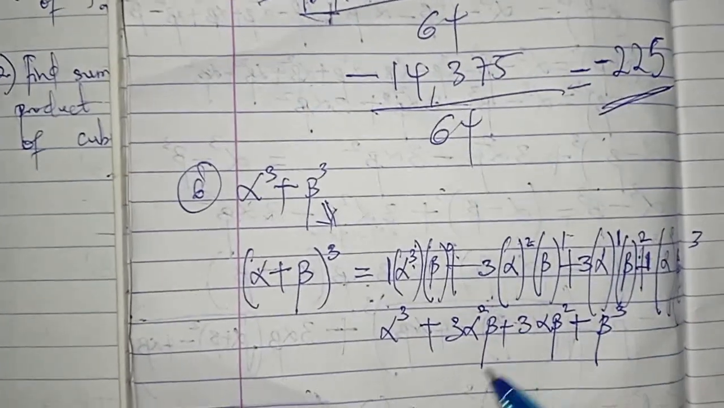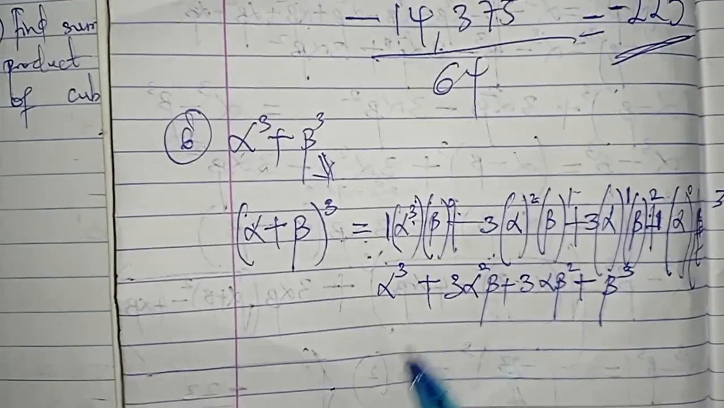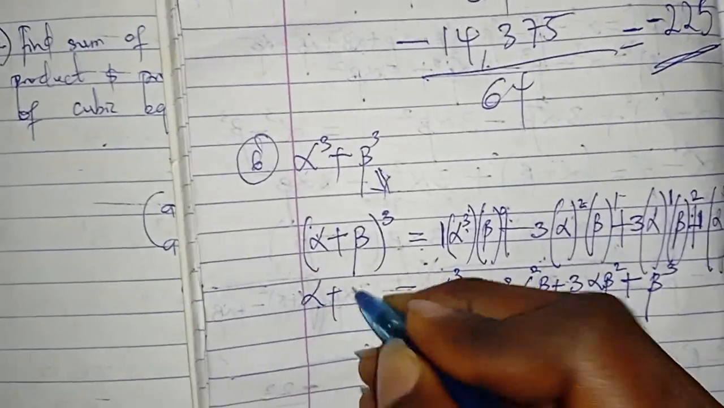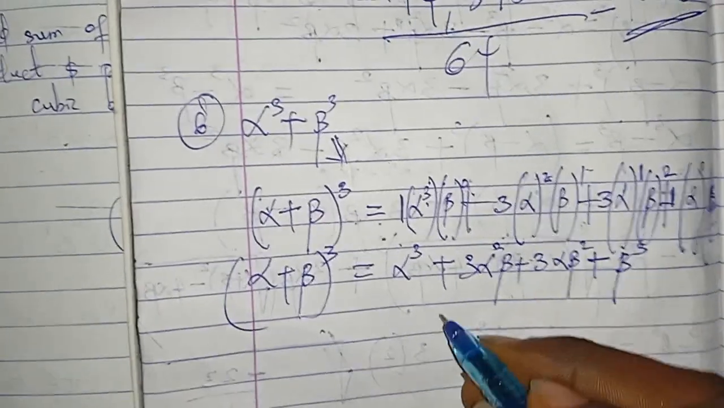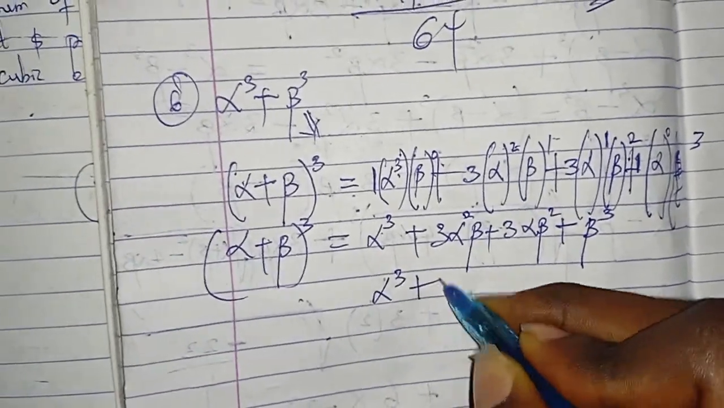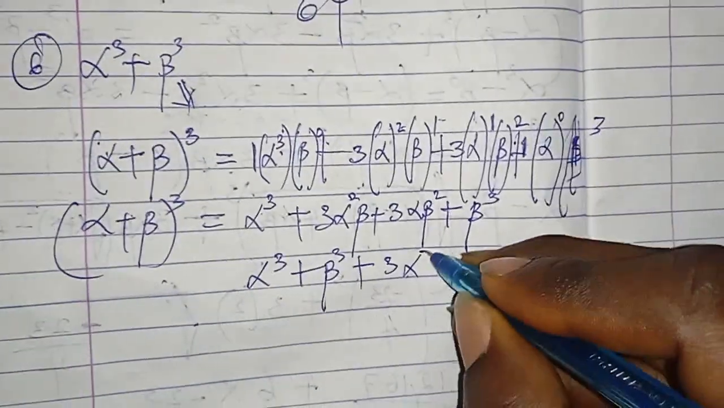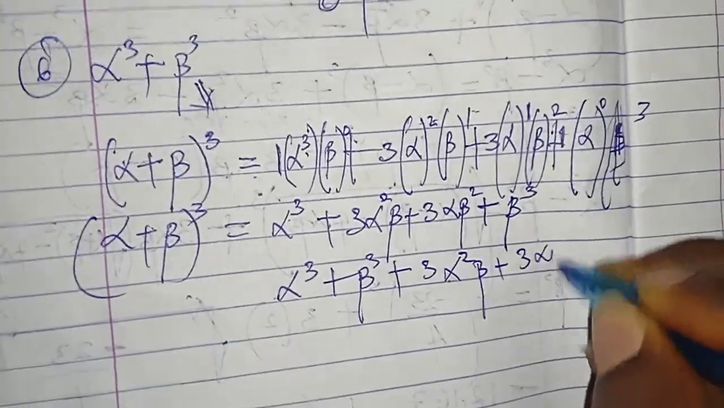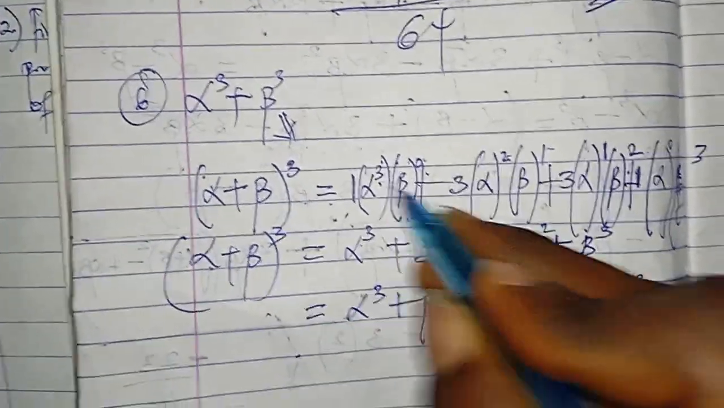So all this while that we're running around, you see that once you use binomial expansion, you get the solution easier and faster. So alpha plus beta all cubed gives alpha cubed plus beta cubed plus 3 alpha squared beta plus 3 alpha beta squared. Go and watch my video on binomial expansion if you are not understanding what I did here.